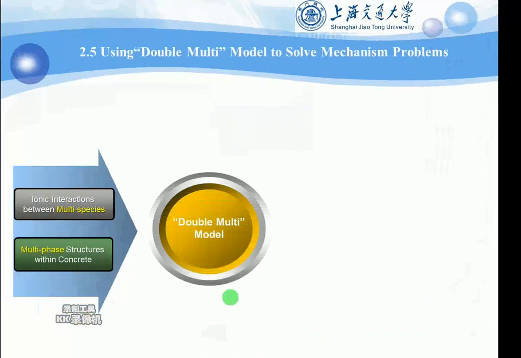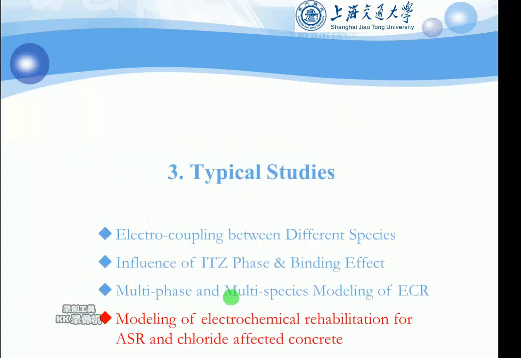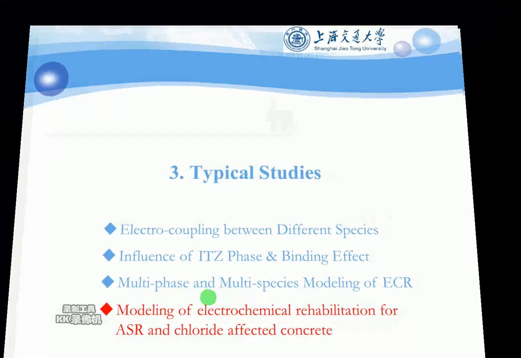By using this double multi model, we can solve a set of mechanism problems along the lines of concrete durability study. So next, I select four typical studies that have been done to show you a whole story about the modeling work shown in our conference paper. I will firstly quickly go through the first three, and I will stop if I find something interesting or something questionable of each study.